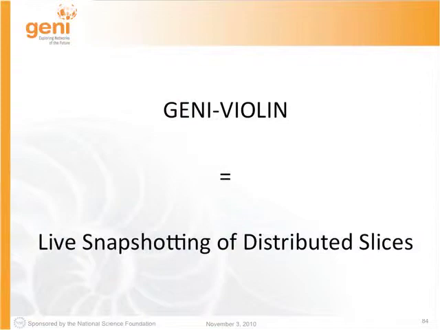The question we are asking in GENI-VIOLIN is, can we snapshot this entire slice? These are the slices that run on GENI, and can we snapshot the whole GENI slice? And if there is a failure, we want to recover the entire slice. So in short, what GENI-VIOLIN provides is live snapshotting of distributed slices, which run on GENI. I'm calling it live because the application is uninterrupted. I'm going to show that in the demo.